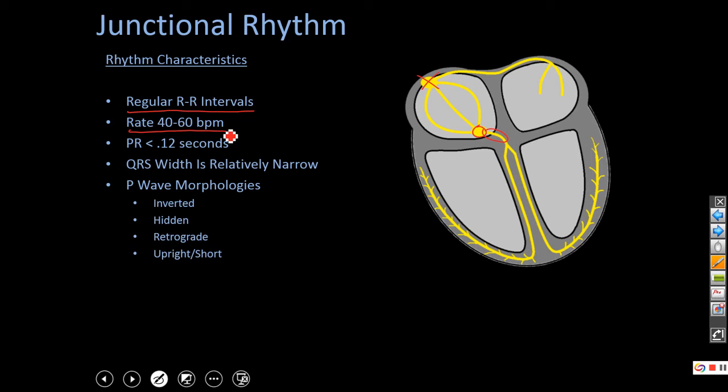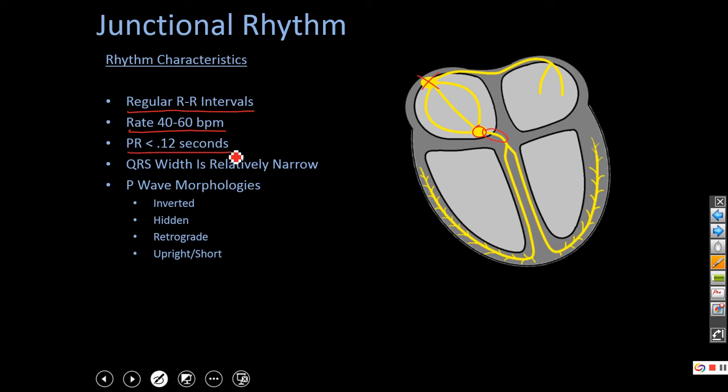And that makes sense because you wouldn't want the AV node to pace at the same rate as the SA node, because then they'd be competing all the time for who's going to pace the heart. So the AV node paces slower in order to provide that top-down electrical conduction.